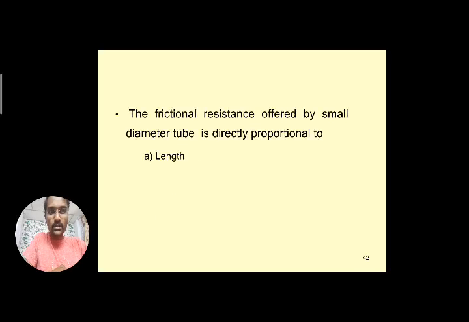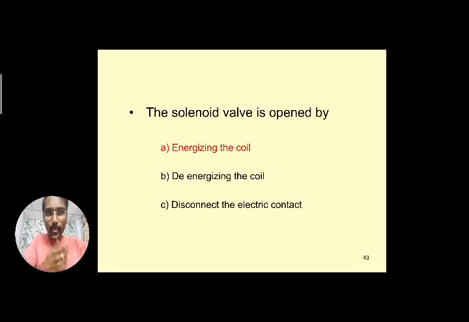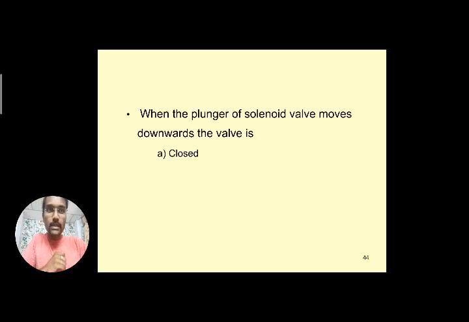Next, the frictional resistance offered by a smaller diameter tube is directly proportional to the length. The more the length you increase, the more frictional resistance you offer. Next, the solenoid valve is opened by energizing the coil, so the answer is A. Next, when the plunger of a solenoid valve moves downwards, what happens when it falls down? The valve remains closed.